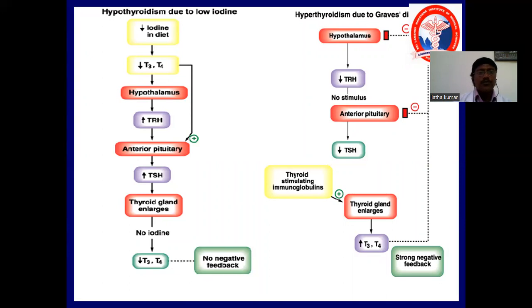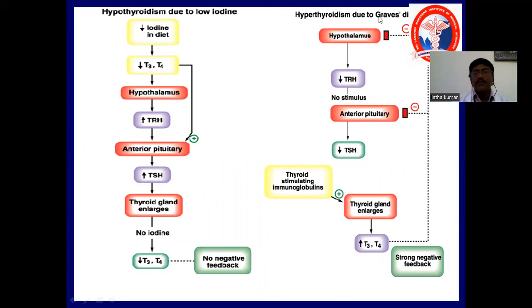This picture shows both hypo and hyperthyroidism regulation. On the left hand side, hypothyroidism due to low iodine. See, low iodine in the diet decreases T3, T4. Therefore, the hypothalamus will increase the thyrotropin releasing hormone. That goes to the anterior pituitary, which will stimulate increased thyroid stimulating hormone. The thyroid gland enlarges; no iodine, decreased T3, T4, no feedback.